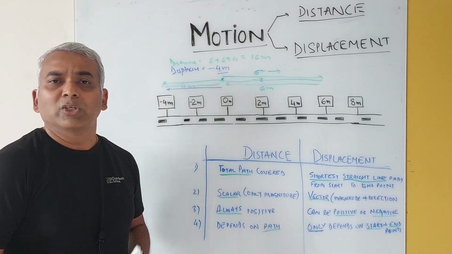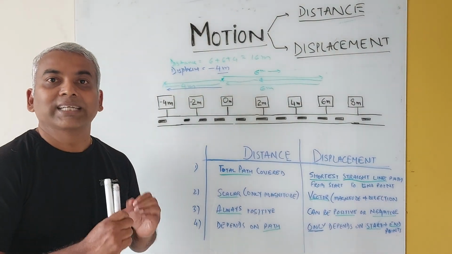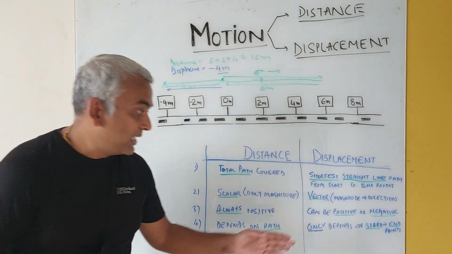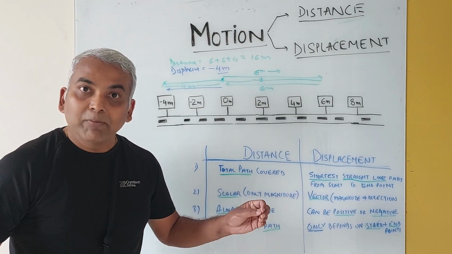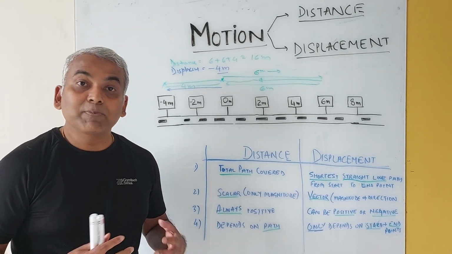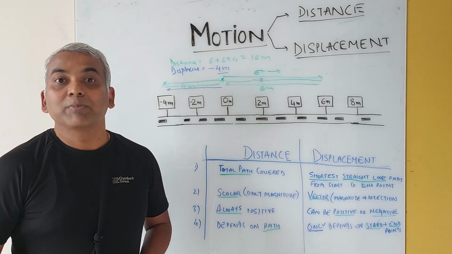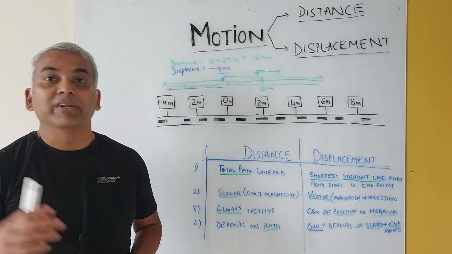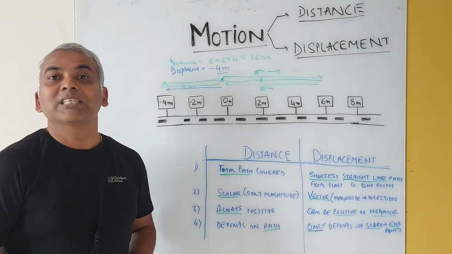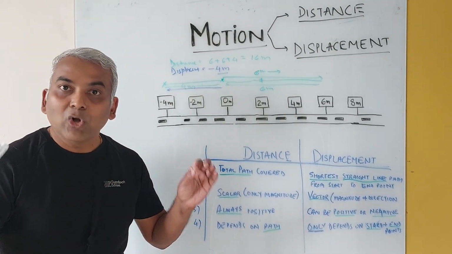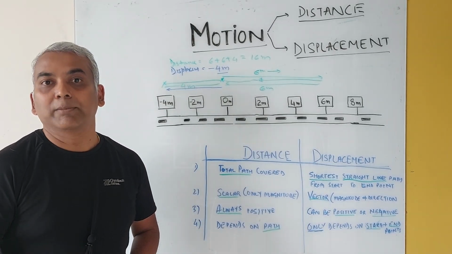Distance is always positive. It can never be negative. And the minimum value of distance is 0 if the object has not moved. However, displacement, as we have seen, can be positive or negative. In straight line motion, negative displacement means the object is on the left side of the reference point, and positive displacement means the object is on the right side of the reference point. Distance depends on the path. However, displacement does not depend on the path. It is the shortest distance between start point and end point. It only depends on the start and the end point.